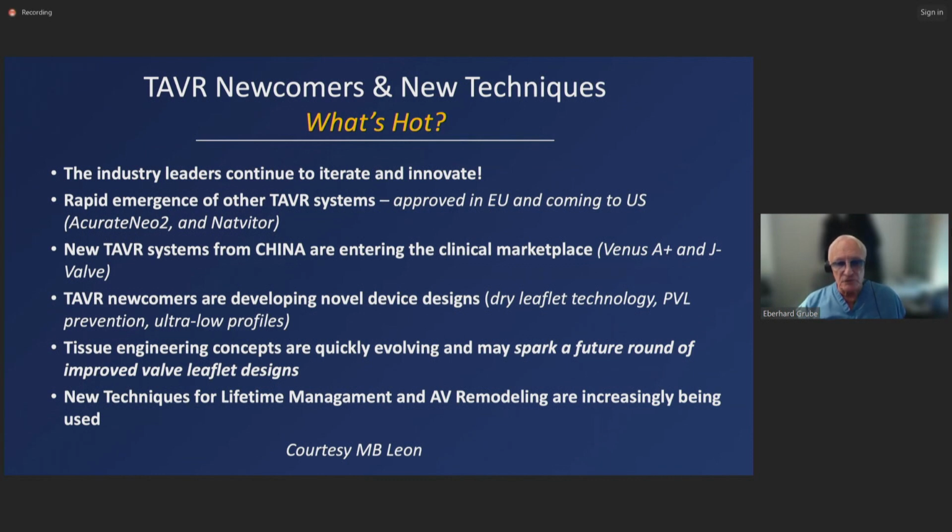The industry leaders continue to iterate and innovate. There's a rapid emergence of other TAVR systems approved in the EU, coming to the US. New TAVR systems from China are entering the clinical marketplace. TAVR newcomers are developing novel device designs, dry leaflet technology, PVL prevention, and ultra-low profiles. Tissue engineering concepts are quickly evolving and may spark a future round of improved valve leaflet designs. Finally, new techniques for lifetime management and aortic valve remodeling are increasingly being used.